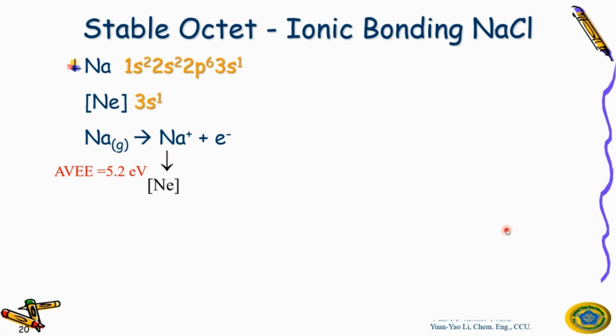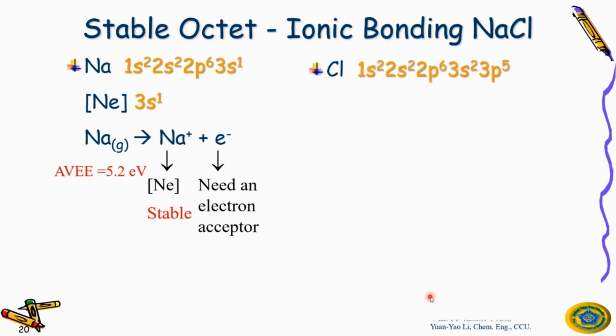And this becomes neon. Electron configuration becomes neon, right? And it's very stable. If you release the electron, you need something to receive it. The electron needs somebody to receive it. So we need an electron acceptor.